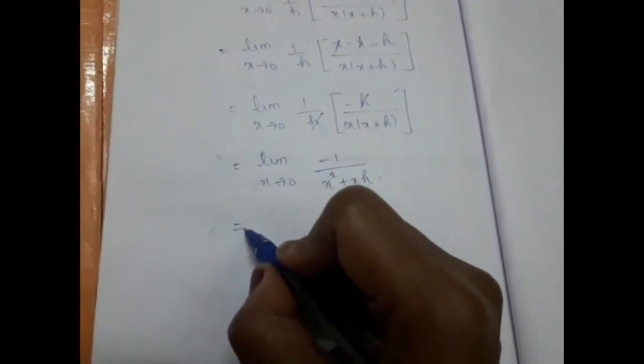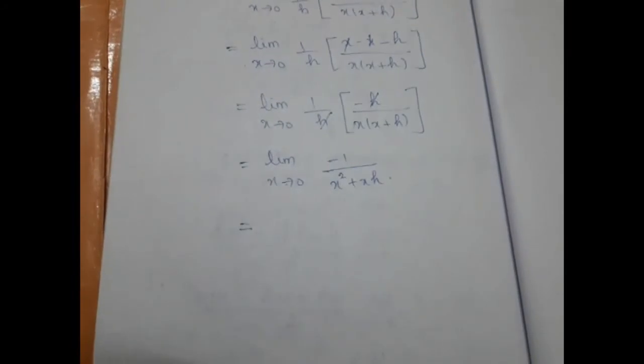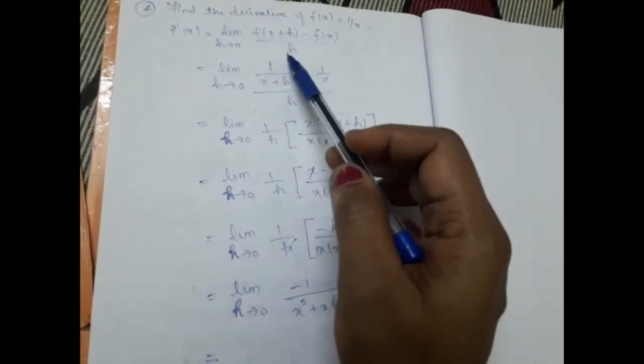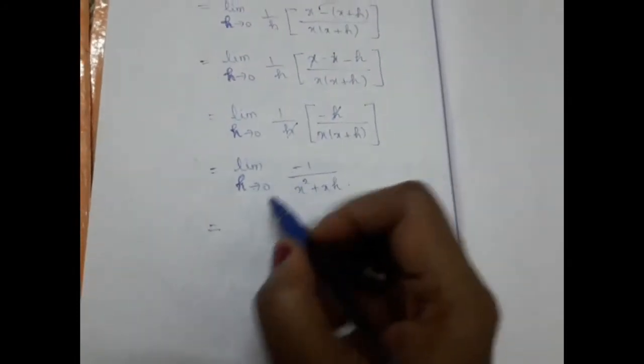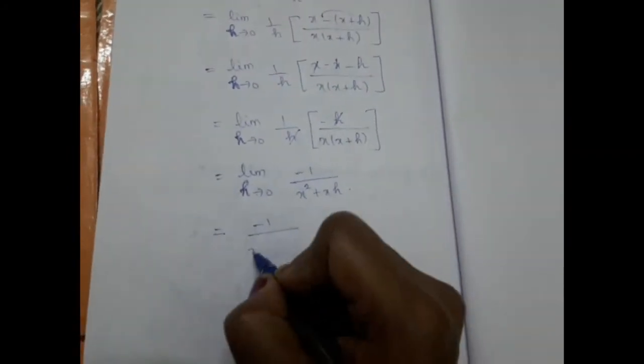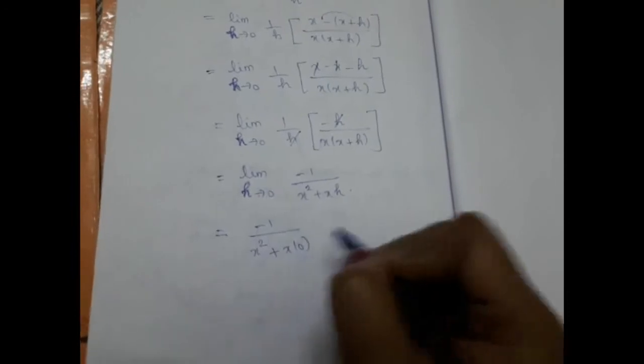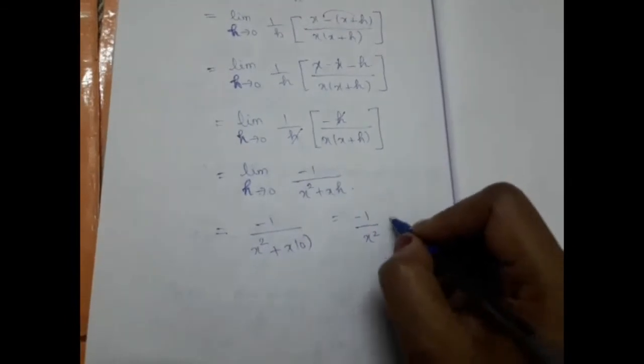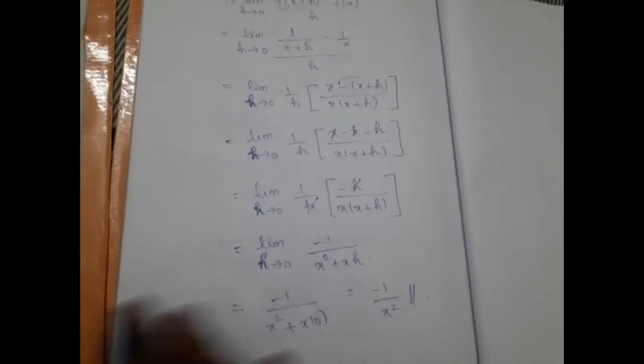Now x tends to 0. I'm sorry, limit h tends to 0, right? It's not x. Definition is limit h tends to 0, f of x plus h minus f of x divided by h. Everywhere it is limit h tends to 0. So what will happen if h tends to 0? Minus 1 divided by x square plus x into 0, which is going to be minus 1 divided by x square. This term will become 0. So be careful. Don't make that mistake, which is h tends to 0, right? Hope you understood how to solve this problem.